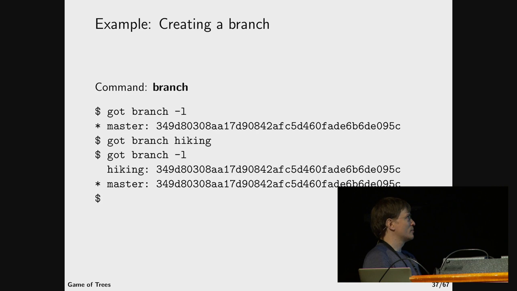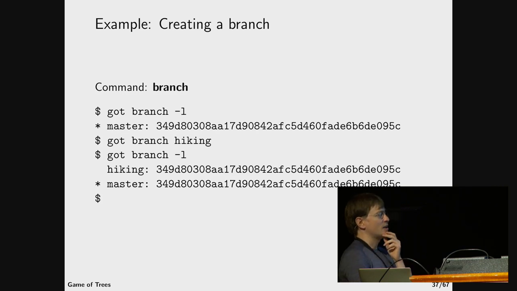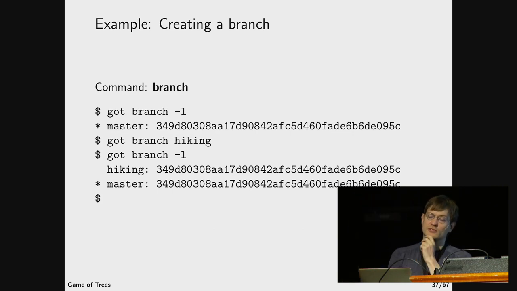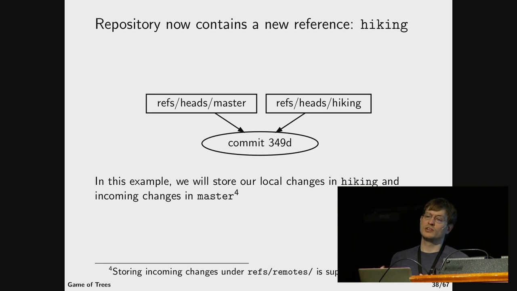To create a branch in Game of Trees, you use a branch command. You give a name. By default, it uses the current branch you are on as the base. And then you can list your branches, and you see that another one has appeared. Now, what all this did was really just create a reference. It didn't change your work tree in any way. It just added this second reference to this commit.